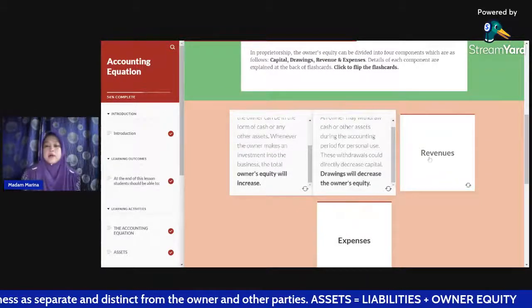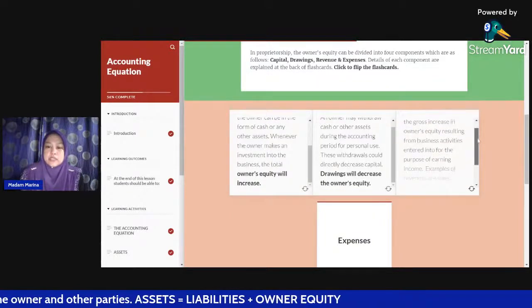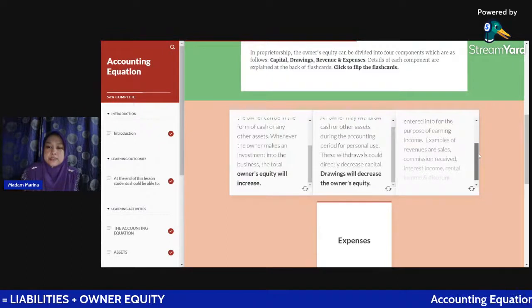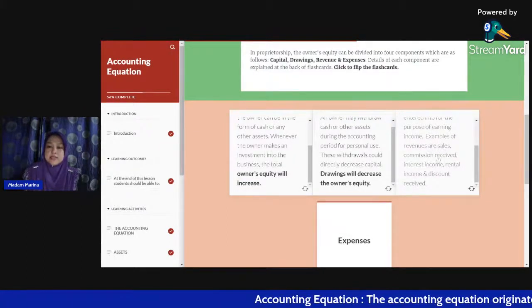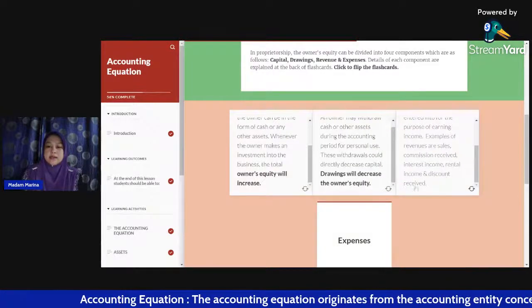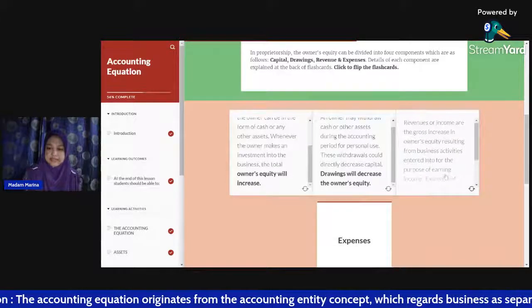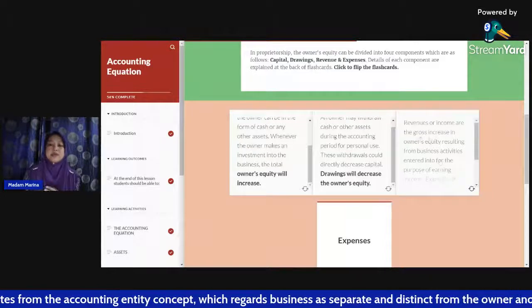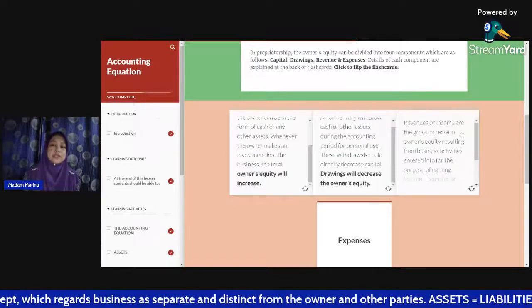How about the revenue? Revenue or income is the gross increase in the owner equity resulting from business activity entered into for business purposes. For example, the revenue includes sales, commission received, interest income, rental income, and discount received. What is the effect on the owner equity? Revenue will increase the owner equity.